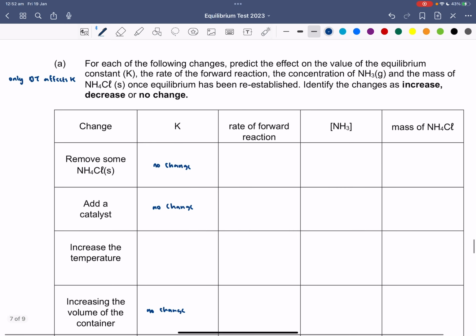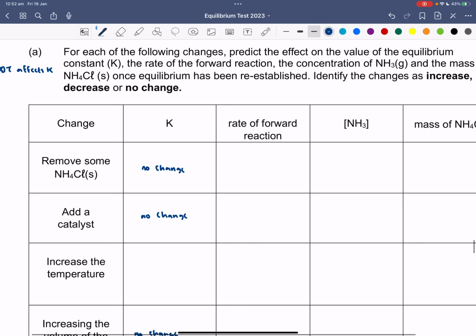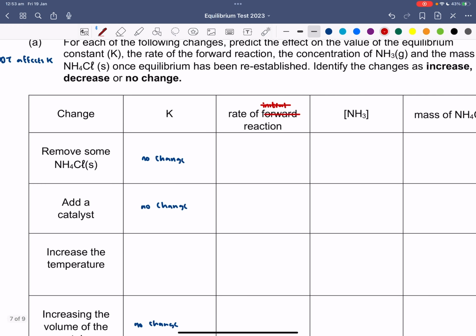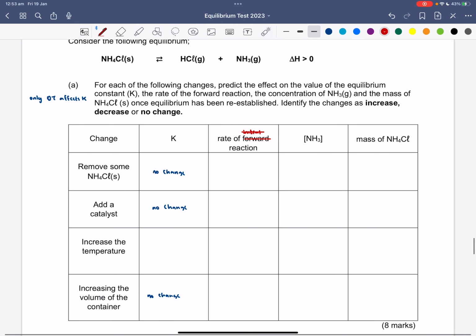Okay. Now, the rate of forward reaction. You'll notice that there is an important word that's not written there. It does not use the word initial. It did not say what happened to the rate of the initial forward reaction. And since it doesn't say that, it might as well just say what happened to the rate of reaction. Okay, it's got nothing to do with the year 12 stuff. It just means what happened to the rate of reaction. Okay, so that's the type of question or type of concept it is.